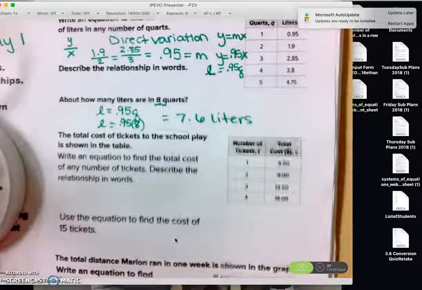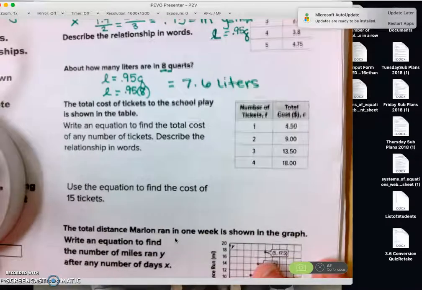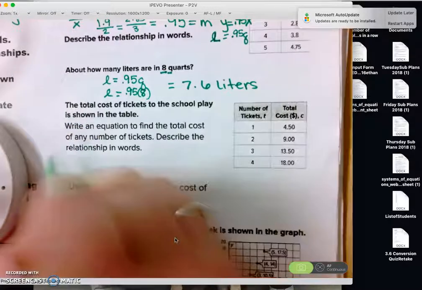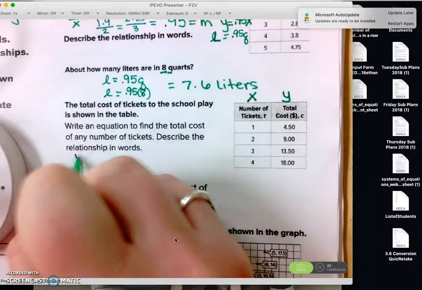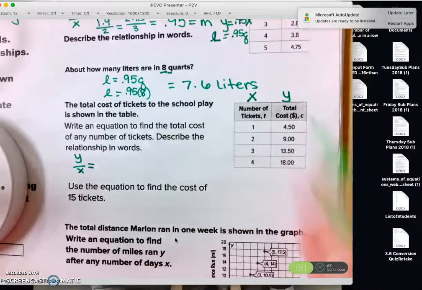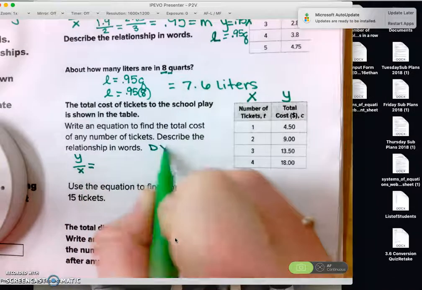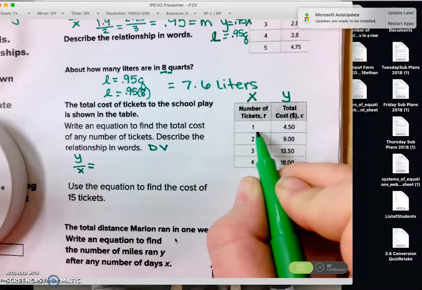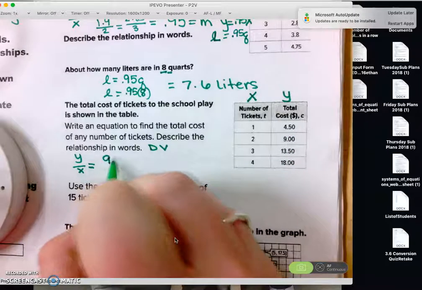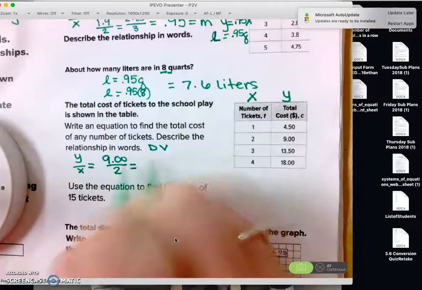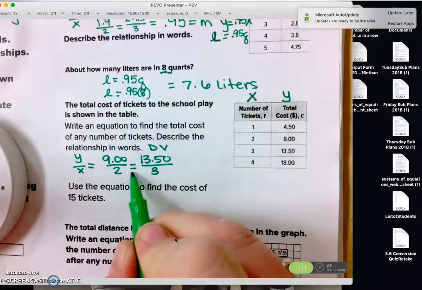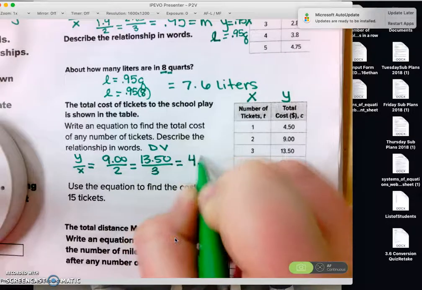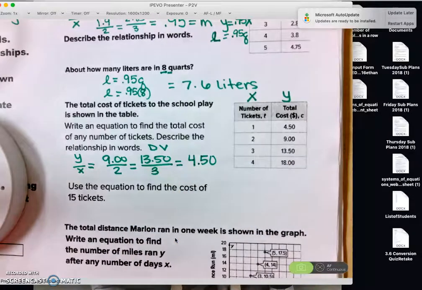Okay, our next equation, the total cost of tickets at a school play is shown on the table. Again, if I were to label this one x and y, I want to do y divided by x, and if they are all the same, then it shows direct variation. So 4.50 divided by 1 is 4.50. Is that the same as 9 divided by 2 and 13.50 divided by 3? Do they equal? They do, they are all 4.5 or $4.50.